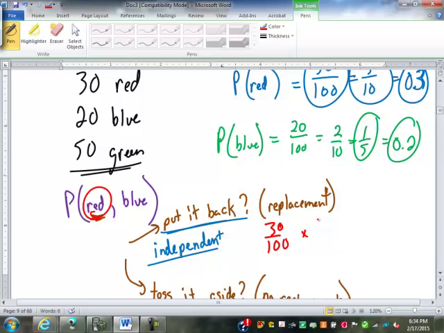If we put that marble back before we draw another one, what's the probability of the second marble being blue? 20 out of 100. Perfect. Because there's 20 blue marbles and there's 100 in the box. So this ends up being 6 out of 100, or 0.06, is the probability of doing this.